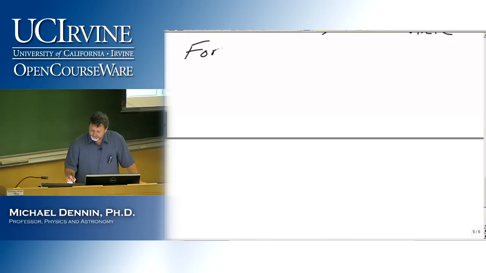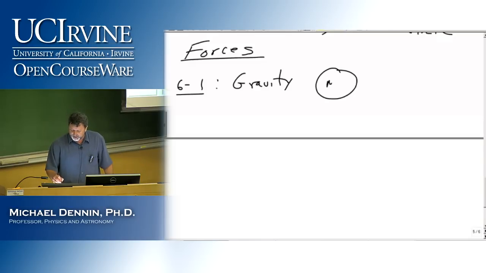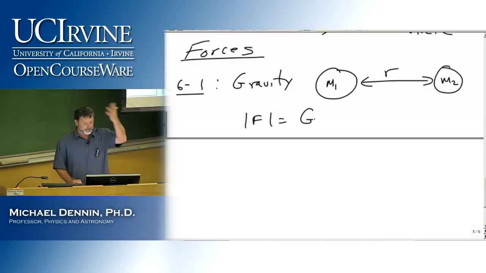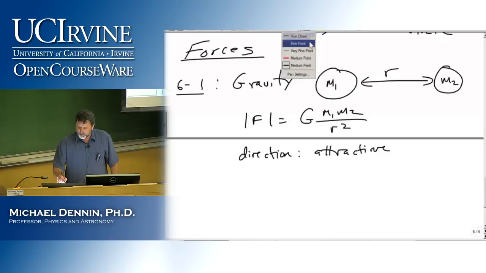So for forces, I'm going to actually mention the one in chapter 6.1 first. That's gravity. That's the famous Newton's law of gravity. If I have a mass 1 and a mass 2 separated by some distance r, then the magnitude of the force is Newton's gravitational constant G, just a number, m1 times m2 over r squared. And the direction is attractive, meaning the force on mass m1 is towards m2, and on m2 is towards m1. It's an attractive force, equal and opposite.